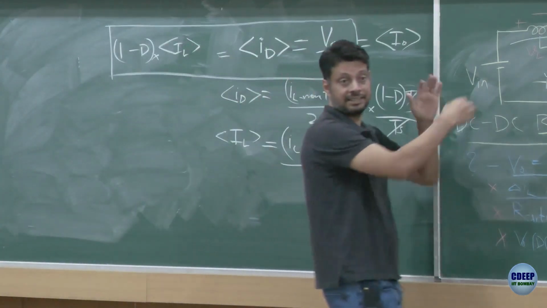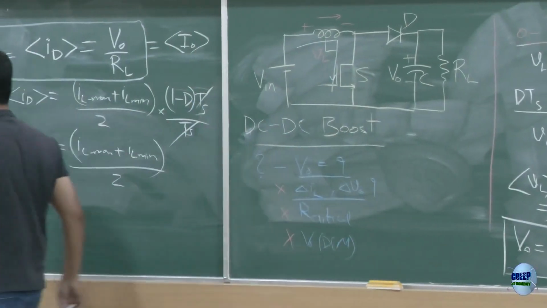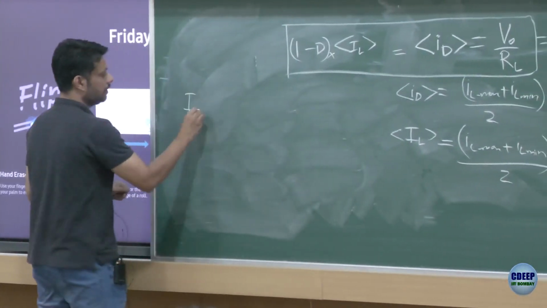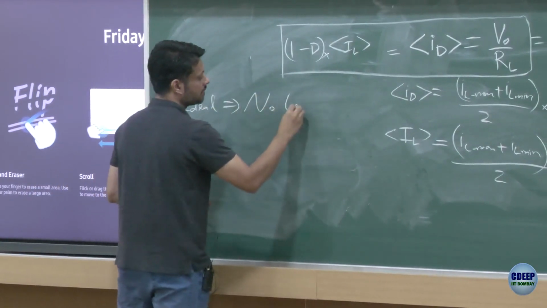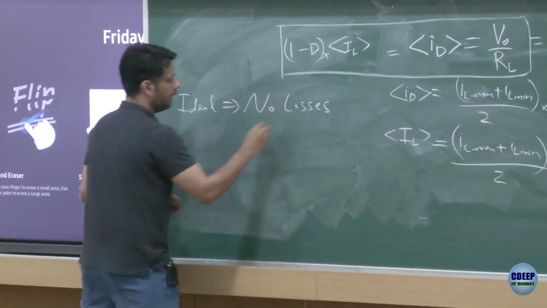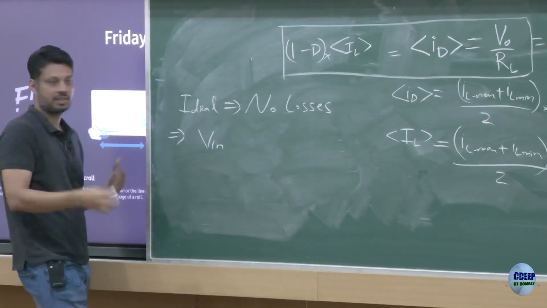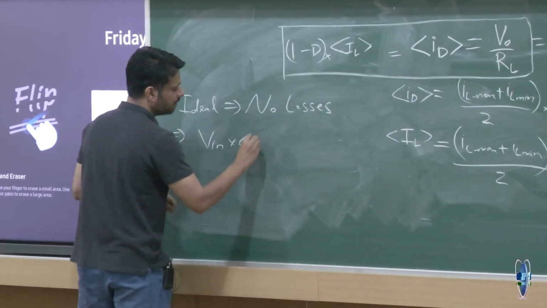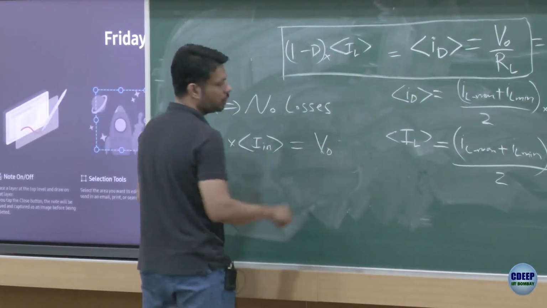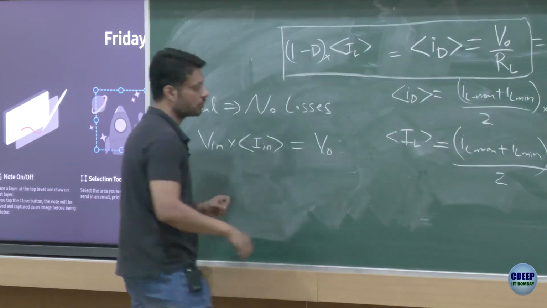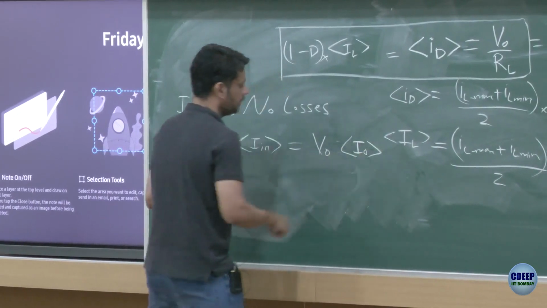We understand this is an ideal converter, so there are no losses happening here. Which means the average input voltage, which is constant, multiplied by the average input current is equal to the average output voltage, with small ripple so almost constant, multiplied by the average output current, right?